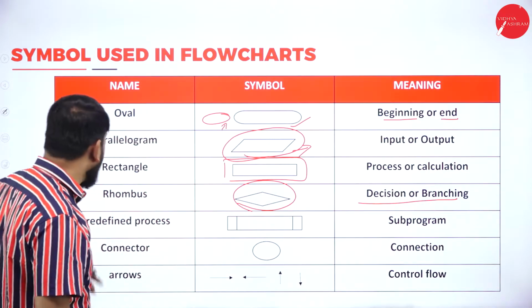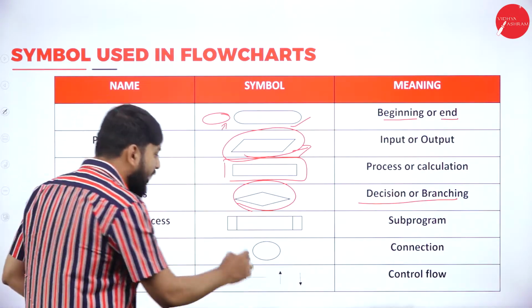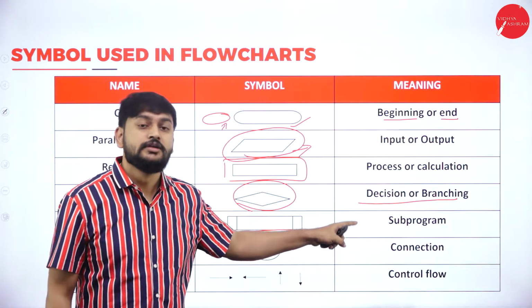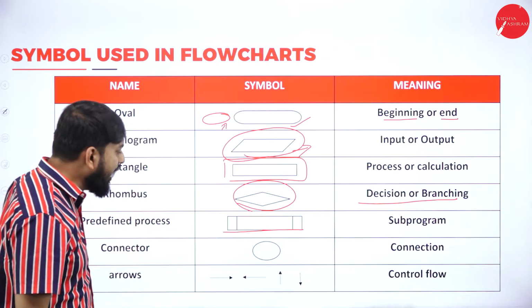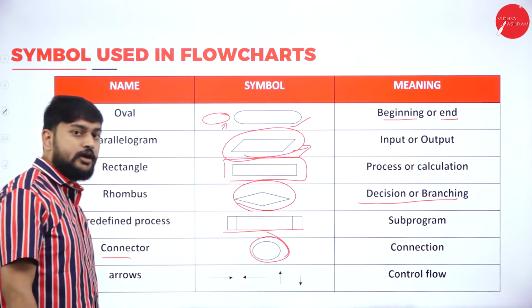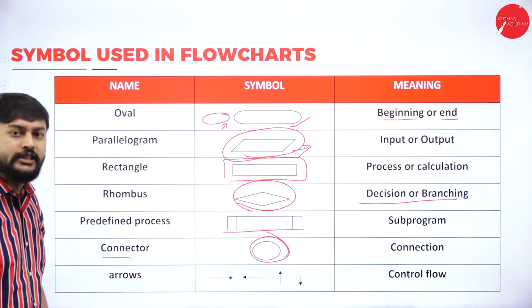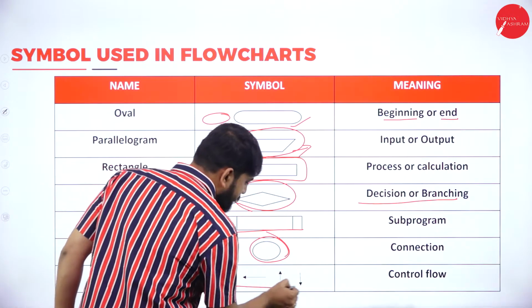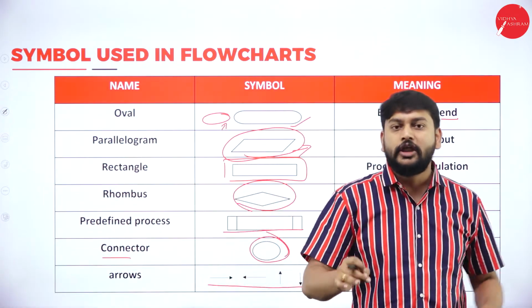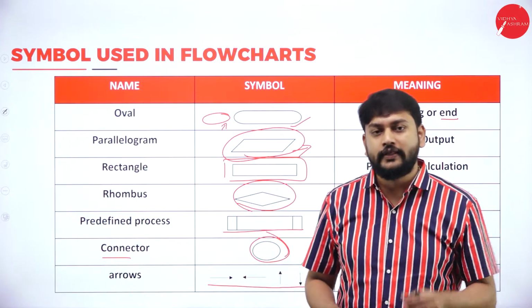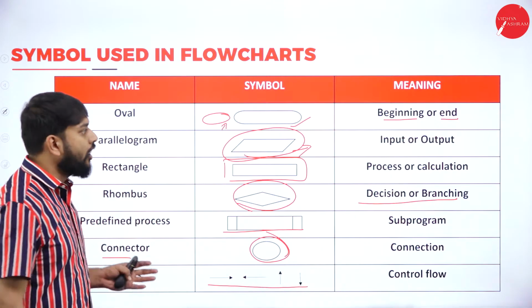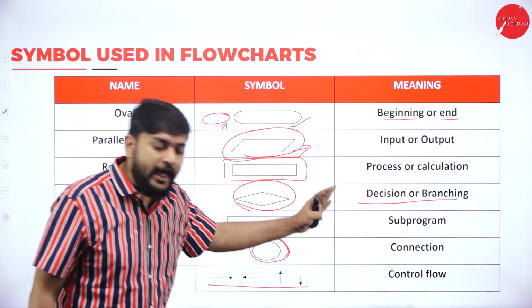The next one that we have is the predefined process. If I am using this symbol, you have to understand that it is a subprogram. The next one that we have is the connector, which we use as a connector. And the most important thing that you have to remember is the arrow marks. The arrow marks show the control flow and the data flow. In which direction the control and data are flowing will be depicted with the help of these arrow marks. I hope you understood the notations that we have in this table.